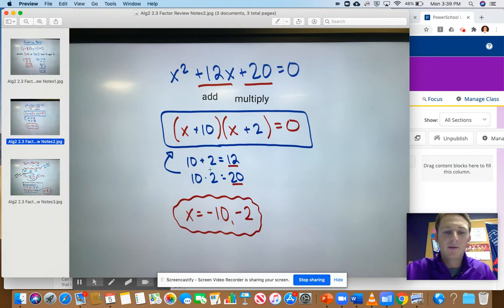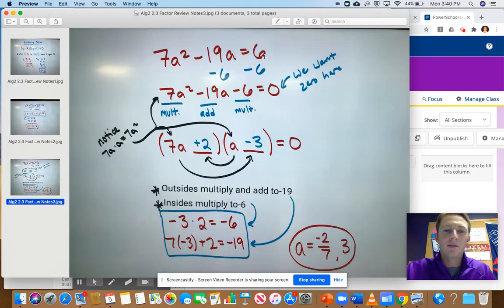10 plus 2 is 12. 10 times 2 is 20. Let's plug in a positive 10 and a positive 2. So we have x plus 10 times x plus 2. And if we set these both equal to 0, just like we did in the first equation, we get x equals negative 10 or negative 2.